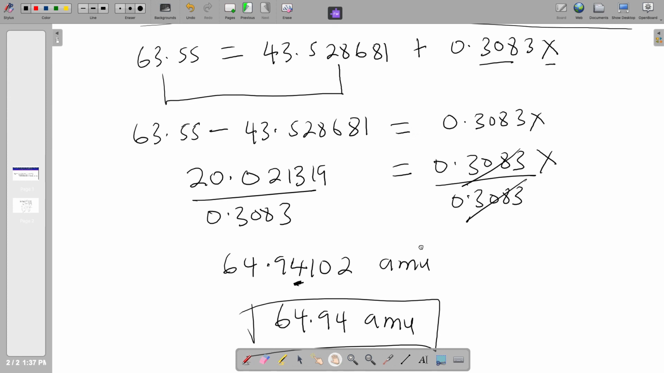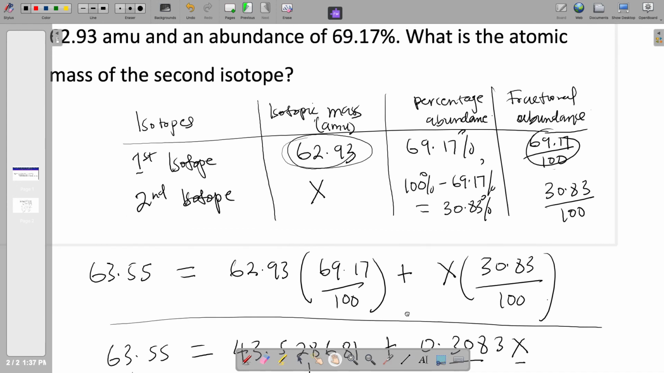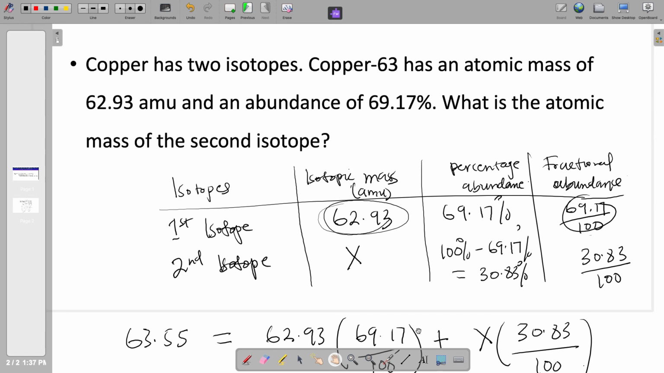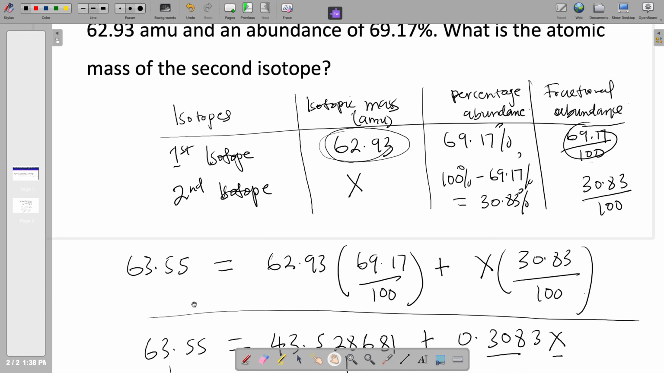Okay, so again, to recap, normally when given such a problem, you have to remember that the percentage abundance values always add up to 100. So you subtract what is given from 100 to get the percentage abundance value for the missing isotope. And also, since we don't know what the second isotope is, we use x to represent that. And then we proceed to set up our equation based on the general formula for calculating the atomic mass of an element. Okay, so that is it.